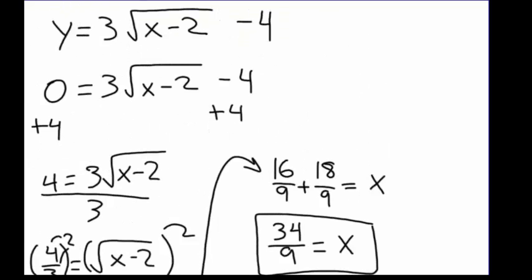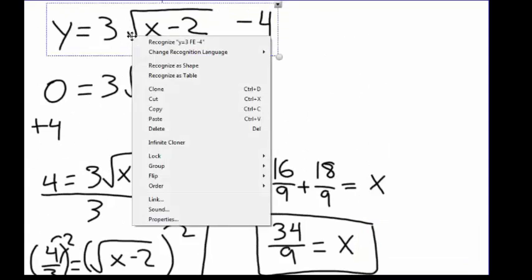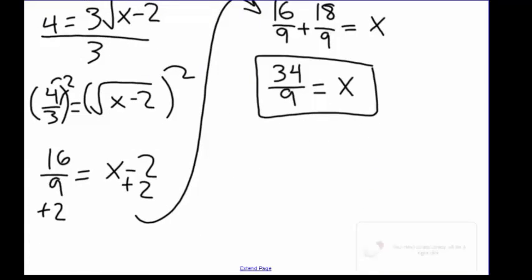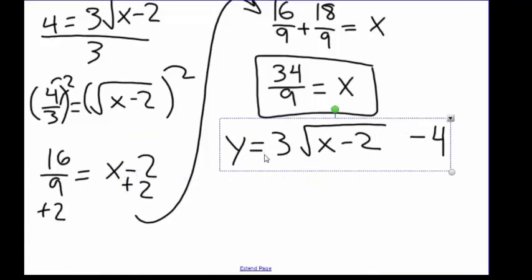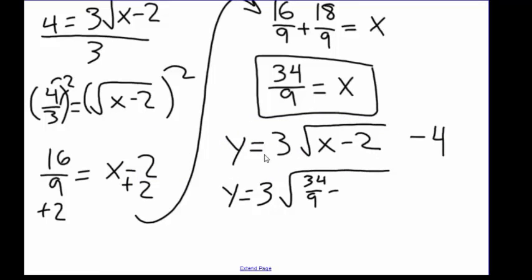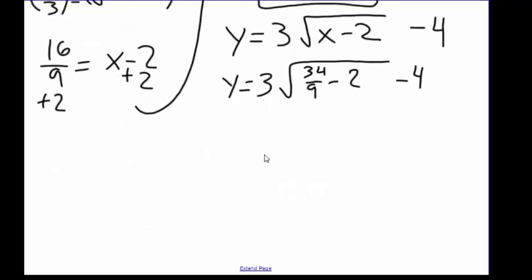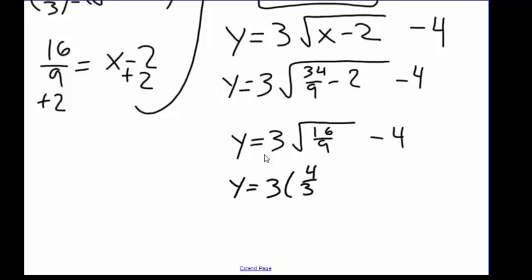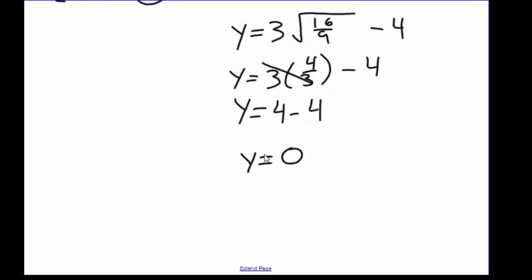So we need to double check this to make sure it works. So we're going to plug this back in and make sure we get out 0 for y. So again, we need to get a common denominator in order to subtract those. 16/9. Square root of 16/9 is 4/3. And 4 minus 4 is 0. So this one works.